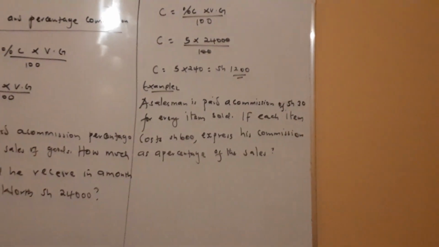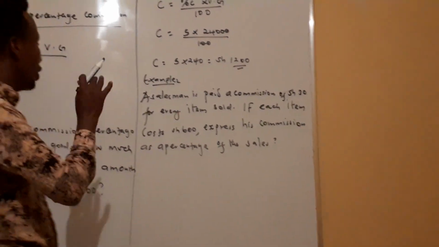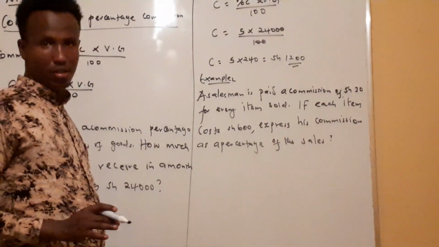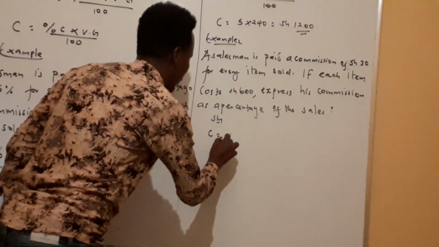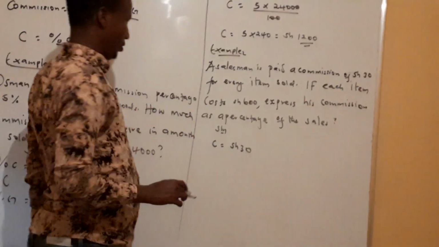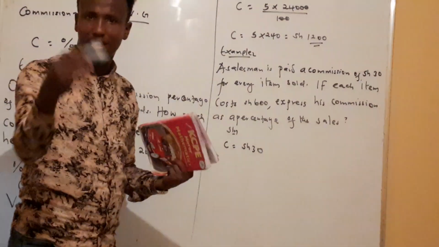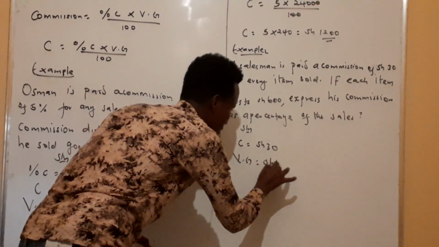Now look at this question. You are told a salesman is paid a commission of shilling 30 for every item sold. We have the commission now. So for the solution, we have commission, shilling 30. Let's read the statement here. You are told if each item costs, that is the value of goods, value of goods, VG, is shilling 600.